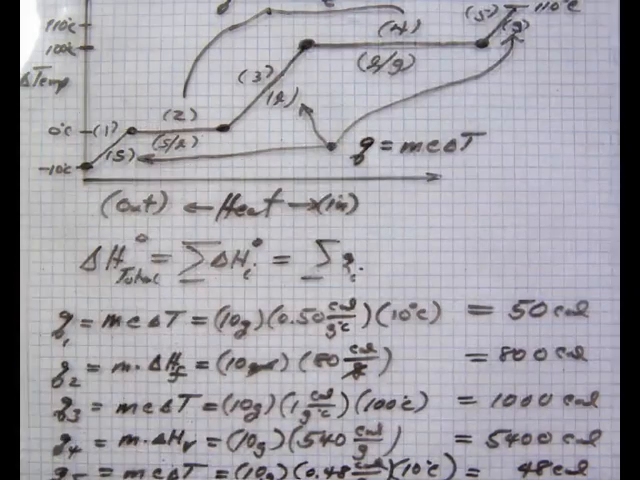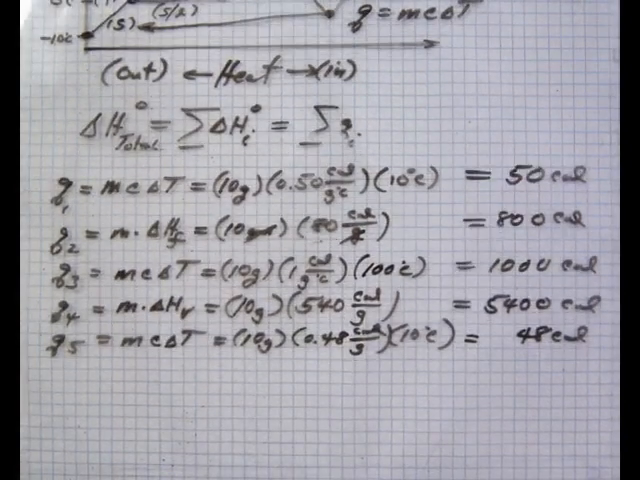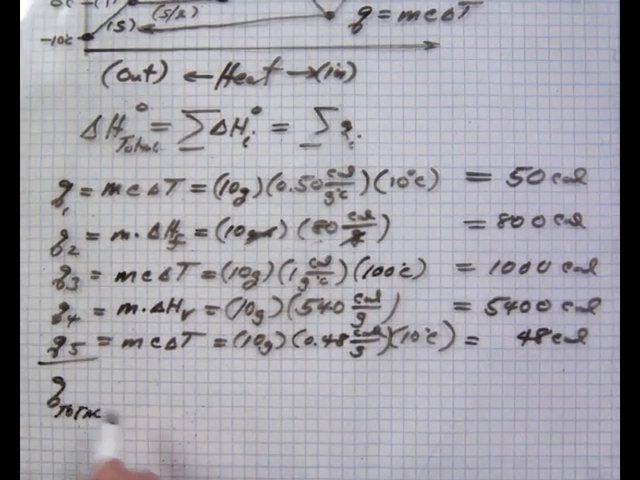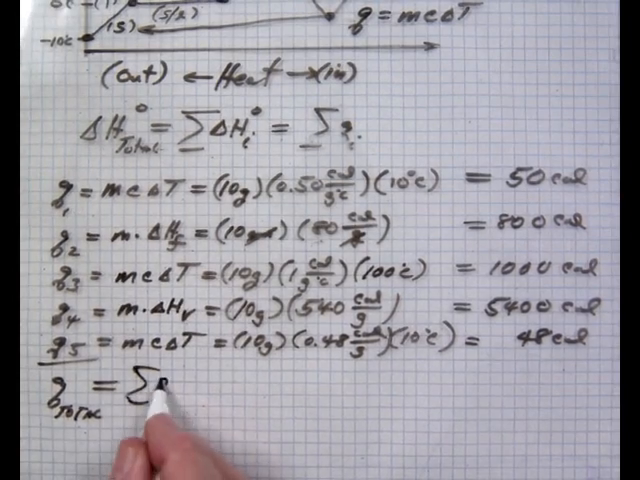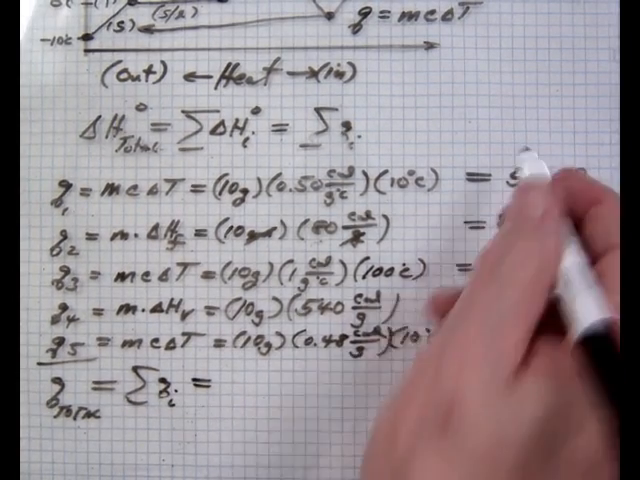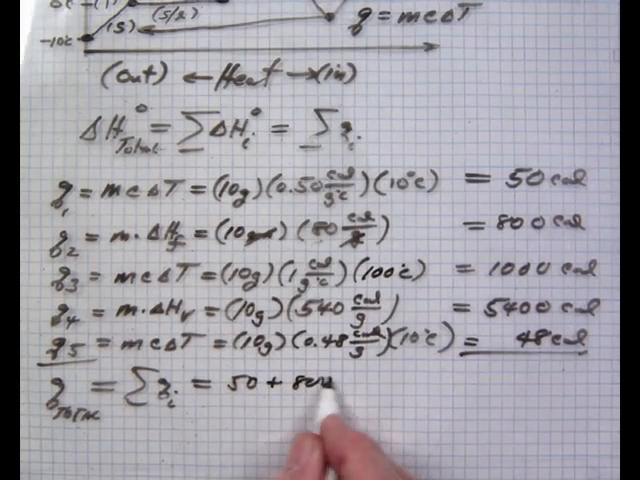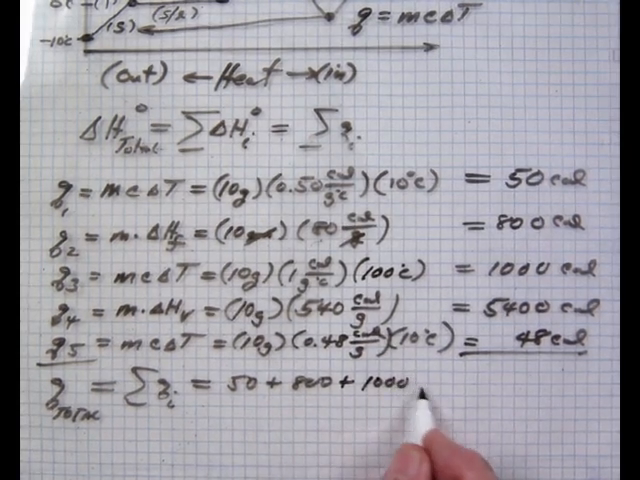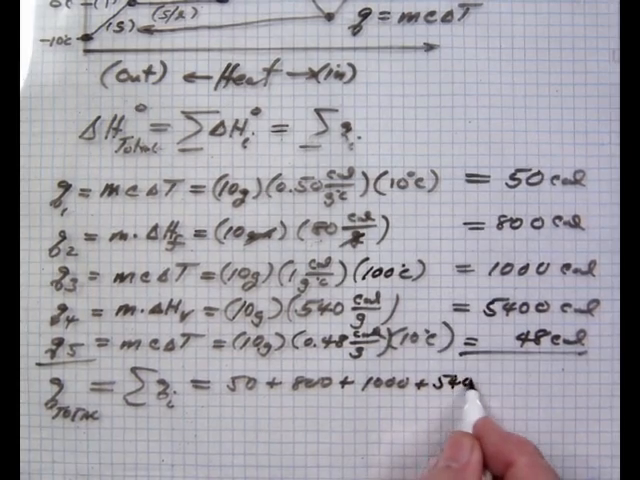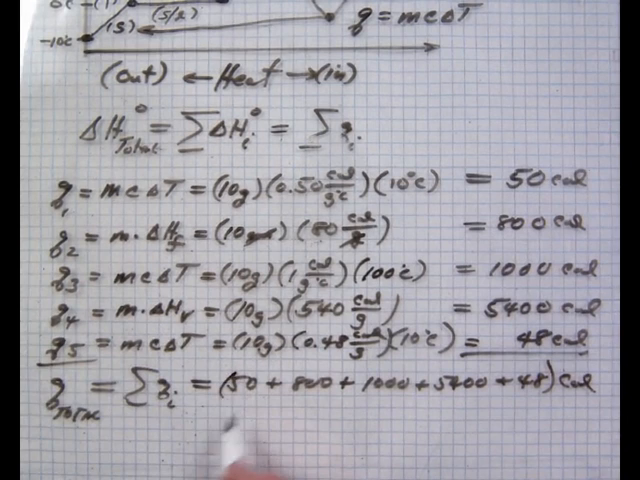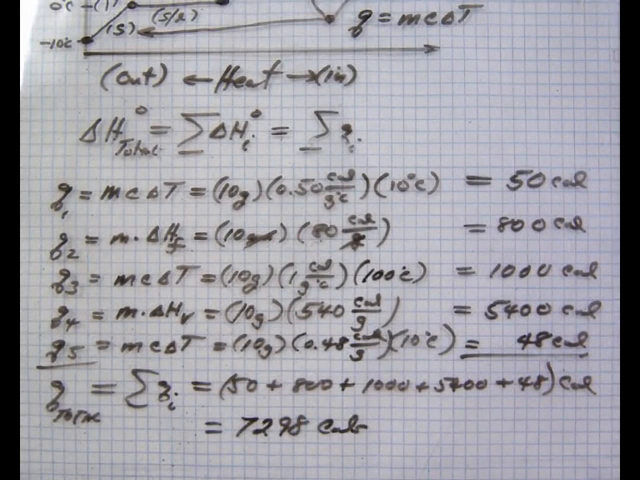Okay, so we've got it for each one of the phase changes, or each one of the heat changes, and so the total is equal to the sum of all your individual Q values, which we add up: 50 plus 800 plus 1,000 plus 140 plus 48, and it's in calories. That gives us 7,298 calories.